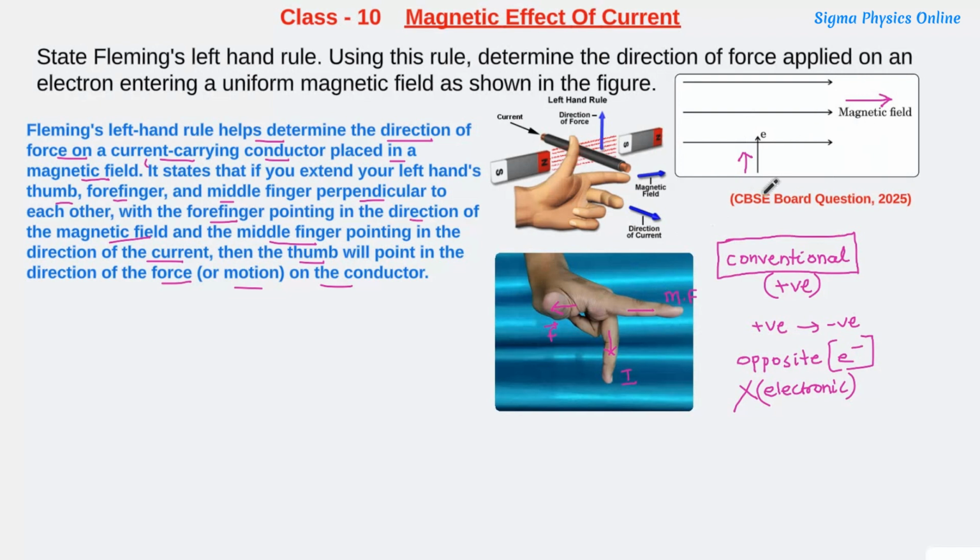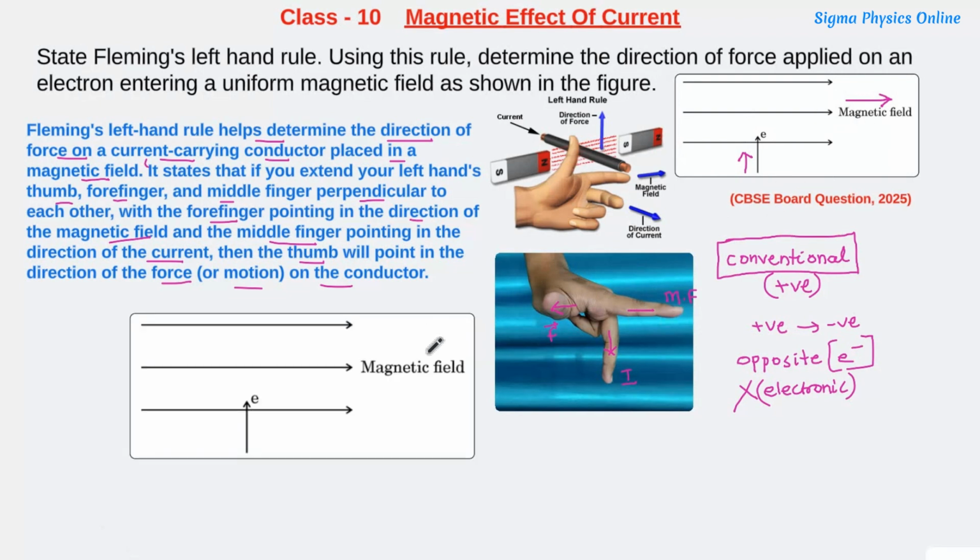So now let us tally this with the diagram that is given in the question. As you can see here, the magnetic field is pointing from left to right. So we have aligned our forefinger so as to point in the direction of the magnetic field, that is from left to right. So this is the magnetic field. Now the electron is flowing upward. So the electronic current is flowing upward. But as I've told you just now, we'll take the direction of the conventional current as the direction of current flow, and the direction of conventional current is opposite to that of the direction in which the electrons flow. So the current is flowing in the downward direction. Hence I have pointed my middle finger in the downward direction.